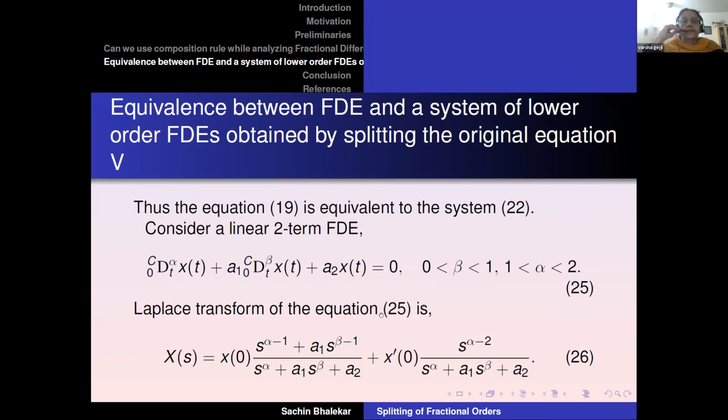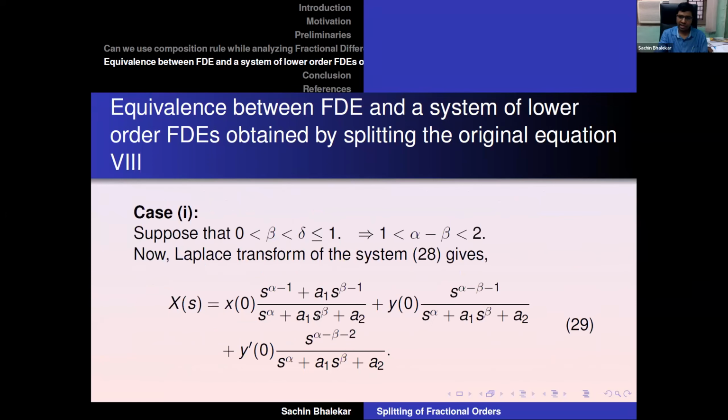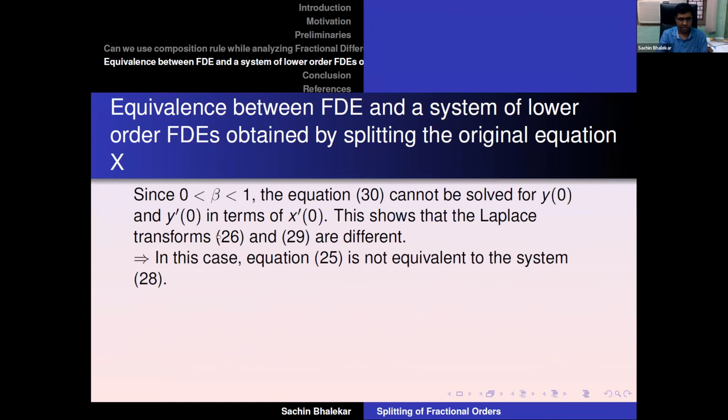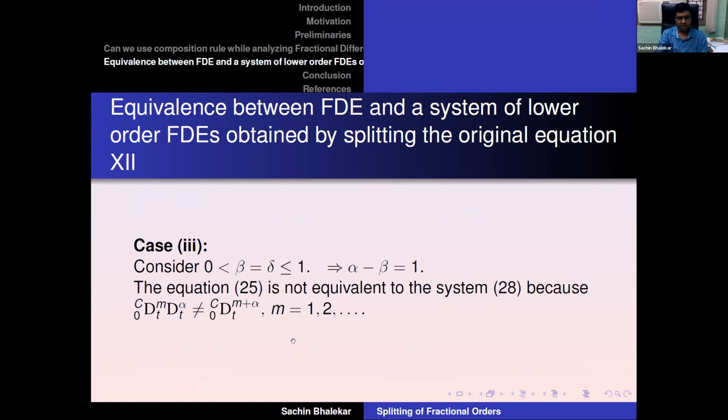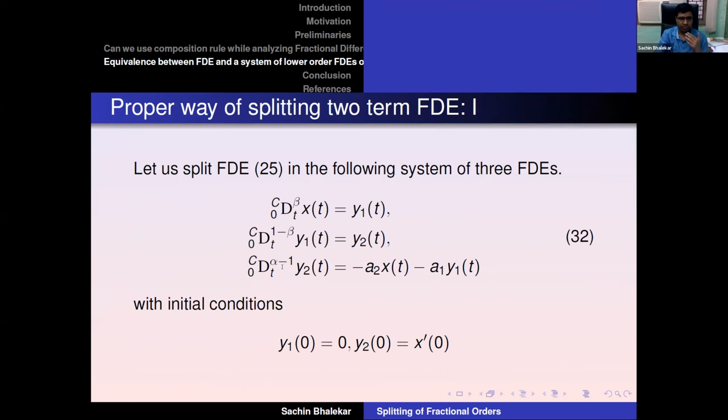Okay. So this is possible using the Laplace transform and properties of the Mittag-Leffler function. So here we have taken beta between 0 and 1. Let us consider the next case. Our beta was less than delta in the first case. In the second case, we take beta greater than delta. So in the other case also, we arrive at a contradiction and it is not possible. So in some cases, we have seen that we cannot split such things.